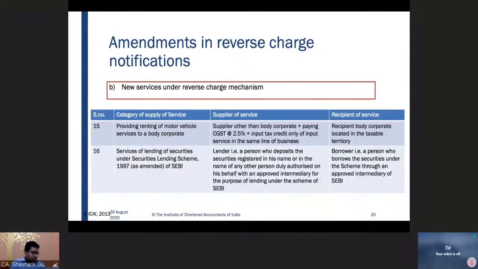So what used to happen was, suppose I have securities which I want to lend to some other person. I don't have someone who is willing to take such securities for lending purposes. So I approach an intermediary, and that intermediary facilitates this transaction of lending of securities. So he connects me, the lender, and he connects the borrower. So basically, the person who's lending the securities, and the borrower.